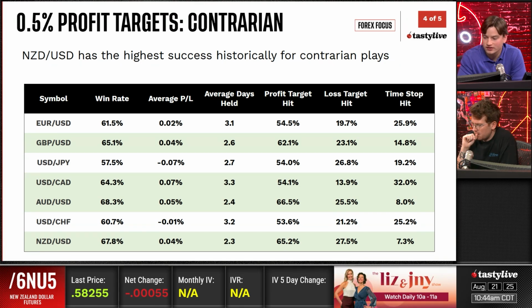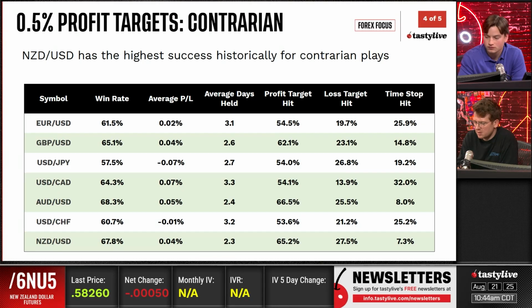Same thing around days held, same thing around time stops, but we are seeing those profit target hits a lot more frequently than the momentum. Yeah, this is more what I was expecting, especially for those commodity currency markets, Kiwi, Aussie, CAD. You've shown already that in the last few years, those markets have been very mean reverting. And so obviously a better setup for contrarians.